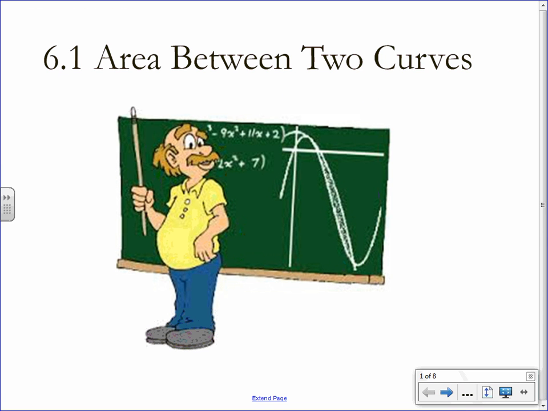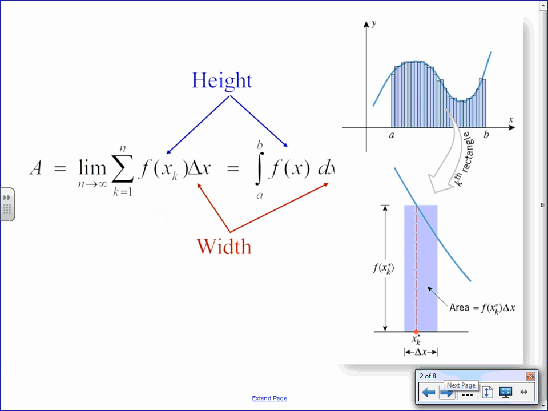Okay, so we just got finished talking about the area under a curve. When we talked about the area under the curve, it was between the curve and the x-axis. So this is what we did, right? We broke it up into all these little rectangles that were infinitely small, and we summed up these infinitely small rectangles. That was basically our integral, where this was the height and the width, right?